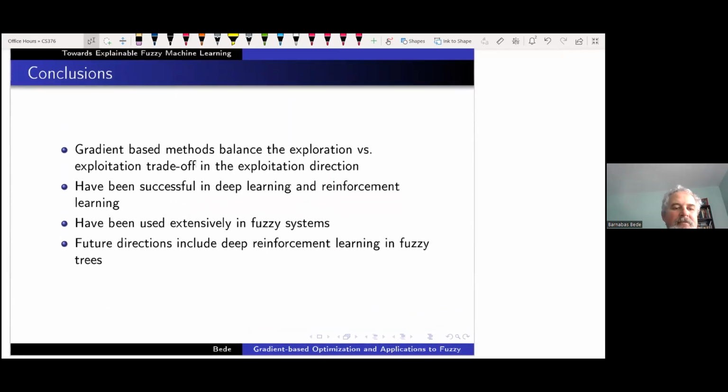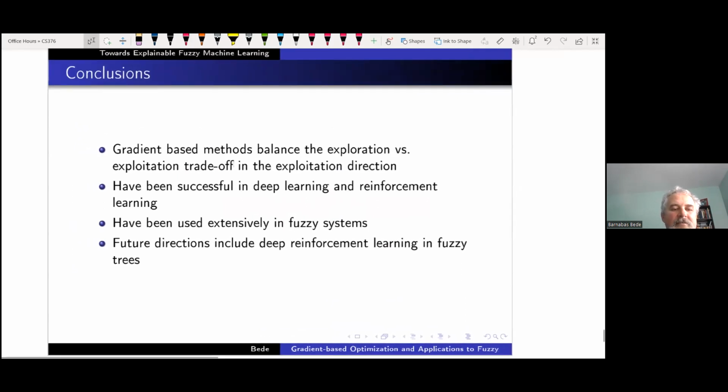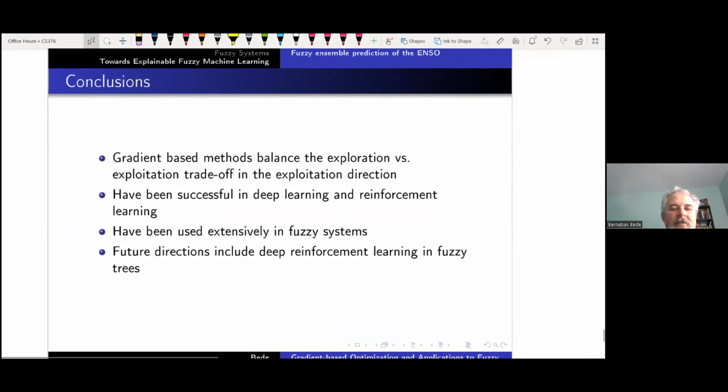Conclusions. Gradient-based methods, basically... I didn't talk about the exploration versus exploitation trade-off. When you had, last week or two weeks ago, genetic fuzzy systems, those are exploration-based methods. Exploration is basically when you explore the search space using randomness or genetic algorithms or other methods.